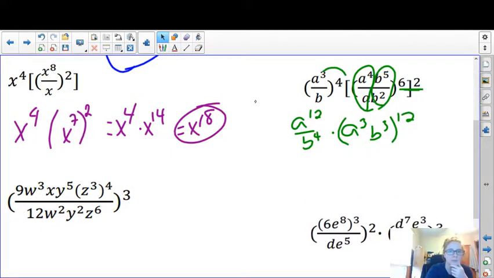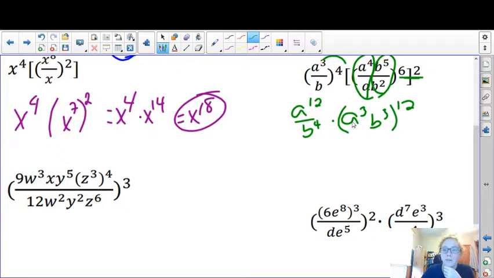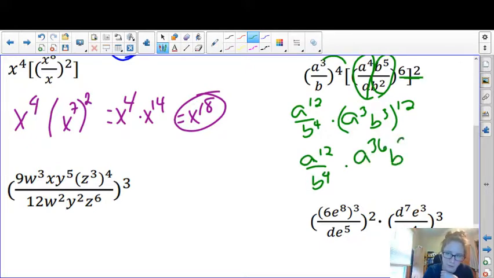Scoot down just a smidge so we have proper spacing. Okay, so then I have a to the 12 over b to the 4th times a to the 36, b to the 36. My final answer will be a to the 48, b to the 32, because I take that 36 minus the 4.